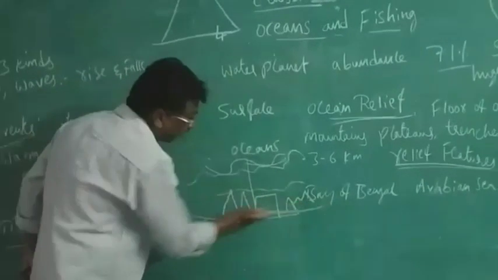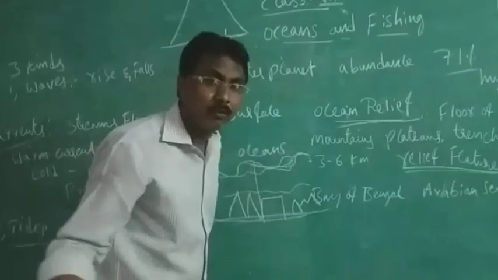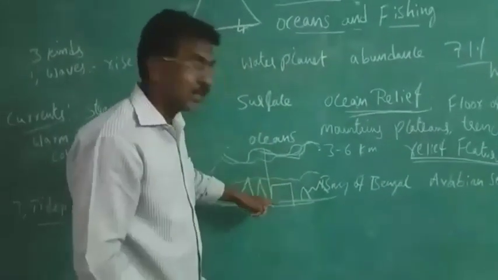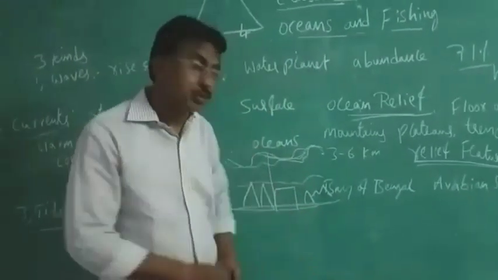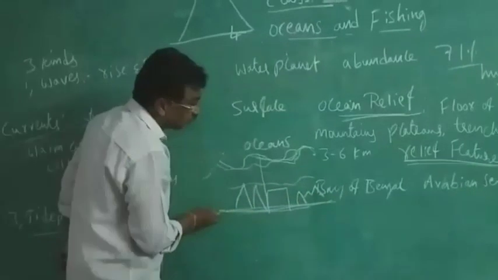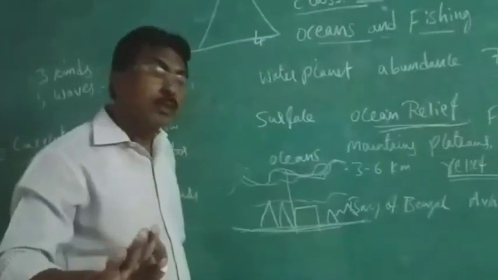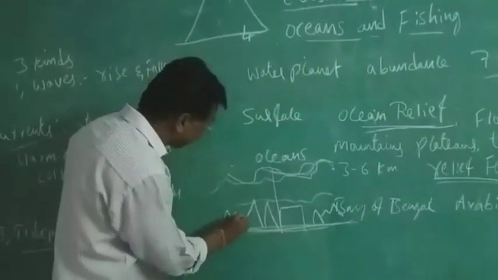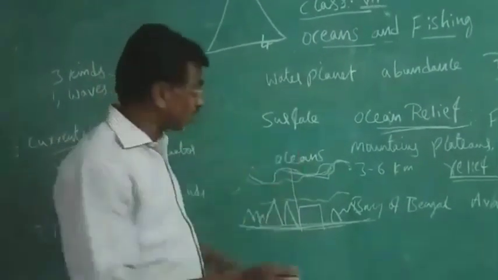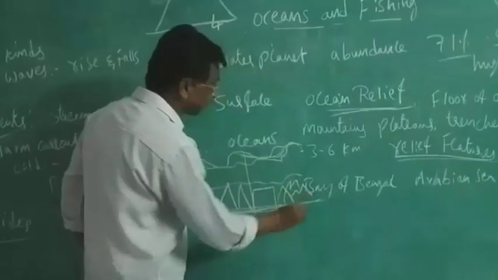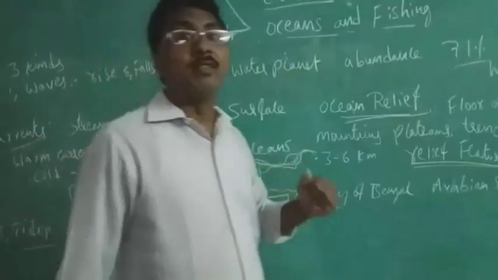The ocean floor is also called the ocean bed. This is the water, and down below is the ocean surface. We call it the surface, the floor, or the bed. On the ocean bed, mountains, hills, plateaus and trenches, like ditches, will be there.